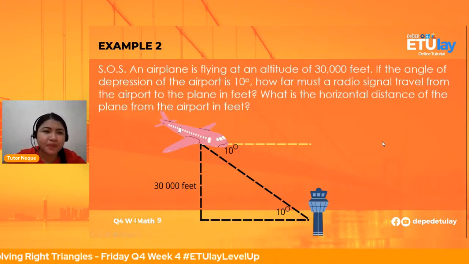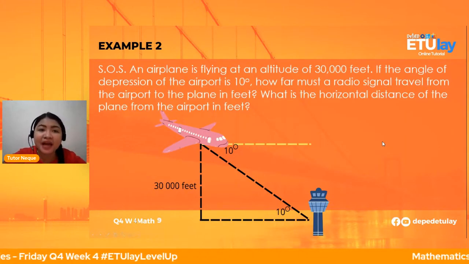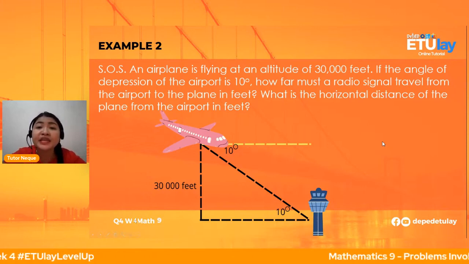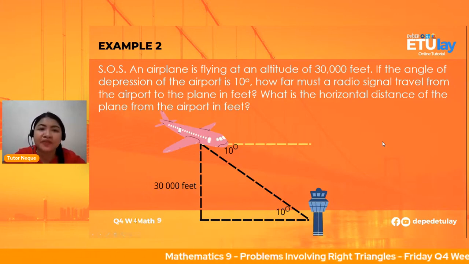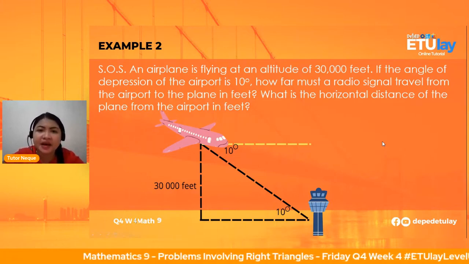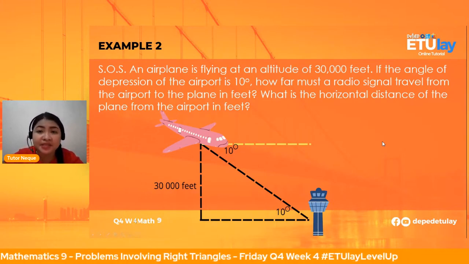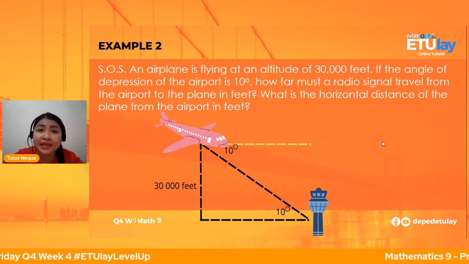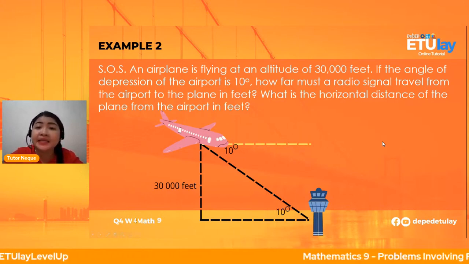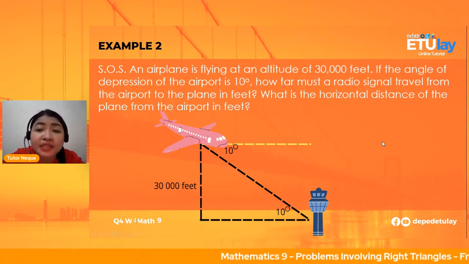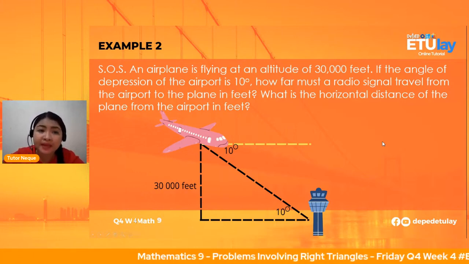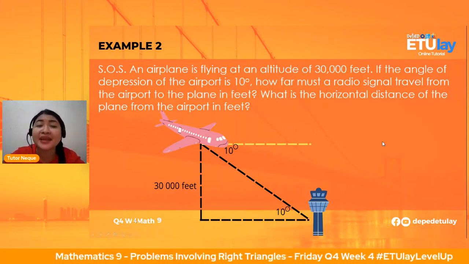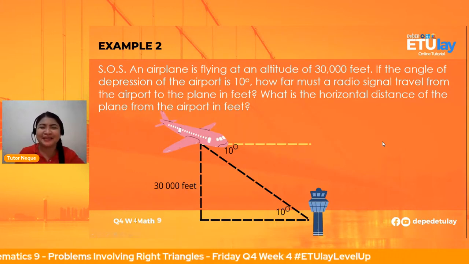Example number 2. An airplane is flying at an altitude of 30,000 feet. If the angle of depression of the airport is 10 degrees, how far must a radio signal travel from the airport to the plane in feet? What is the horizontal? In other words, what is the horizontal distance of the plane from the airport in feet?